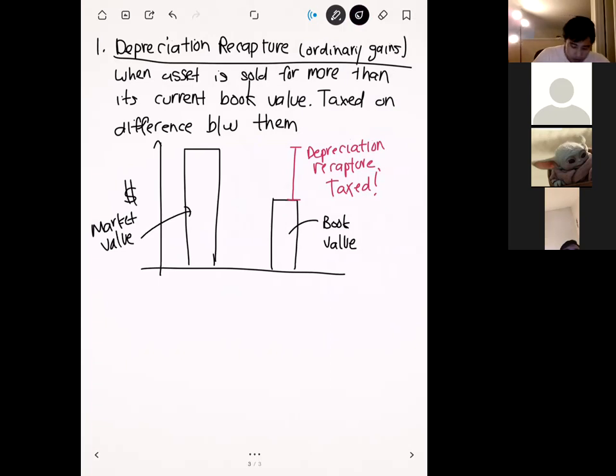The second situation is the opposite of that, which is just called a loss. For a loss, you sell the asset for something less than the book value. In these situations, the difference between the market value and the book value is not taxed.